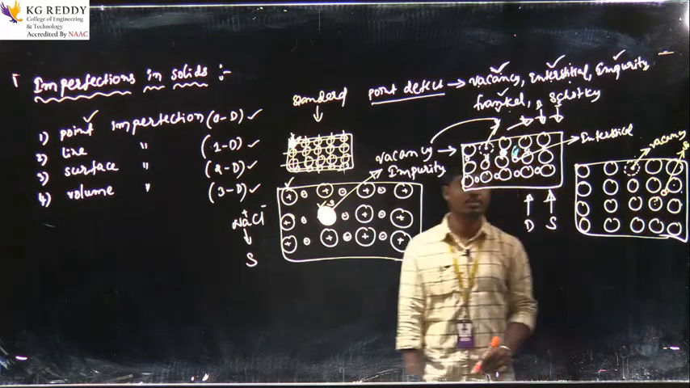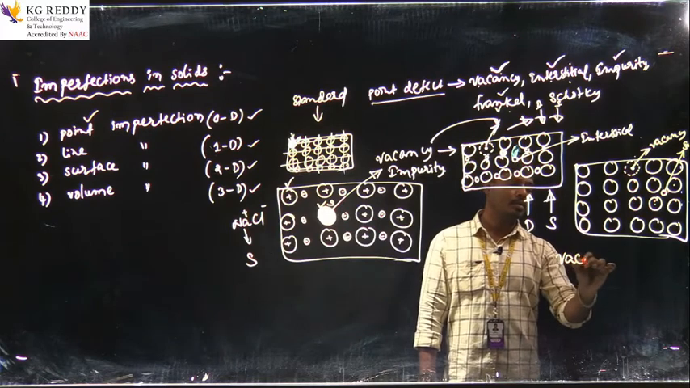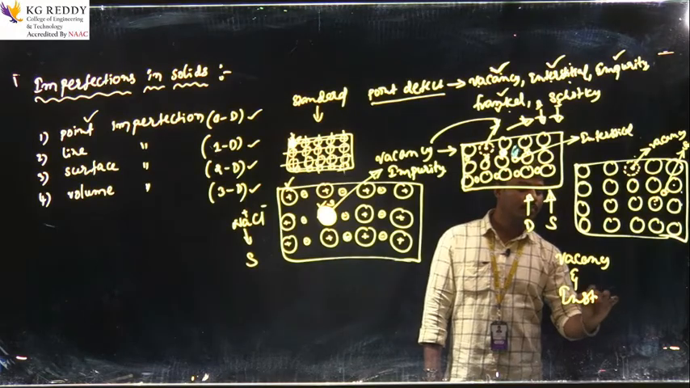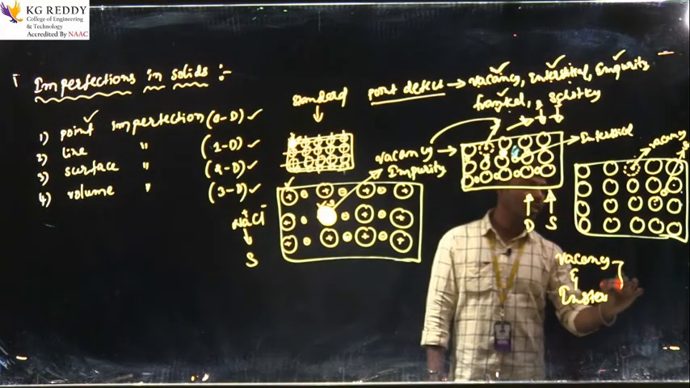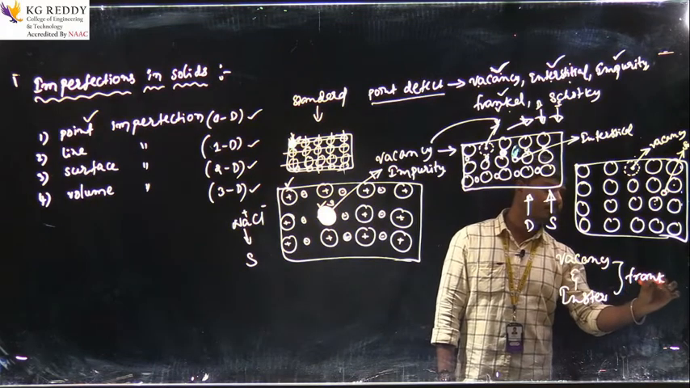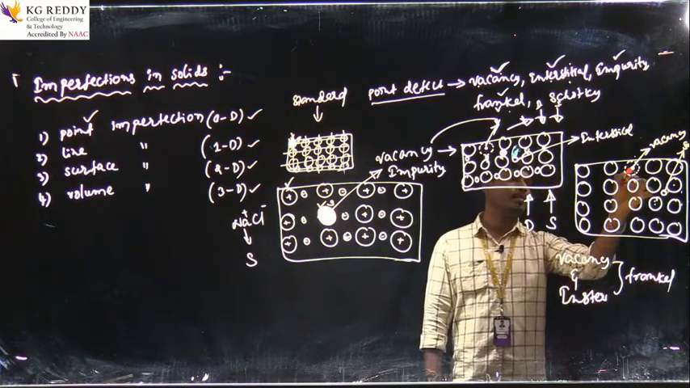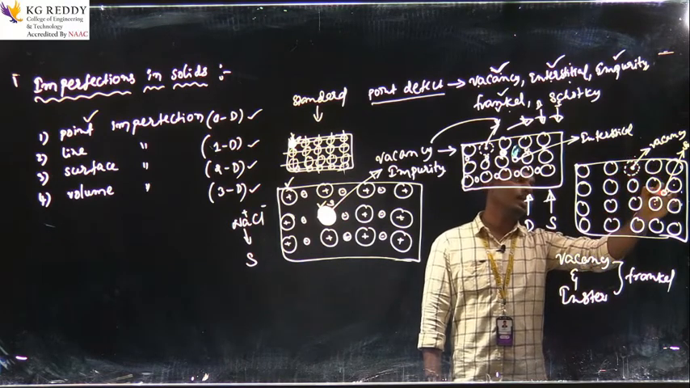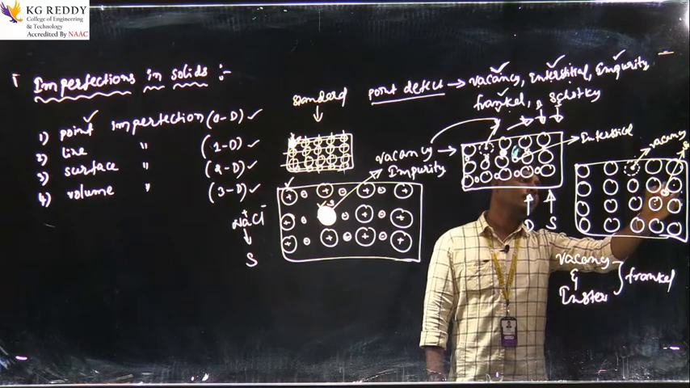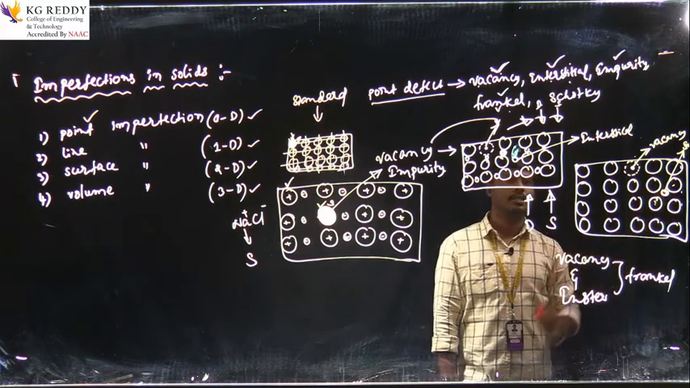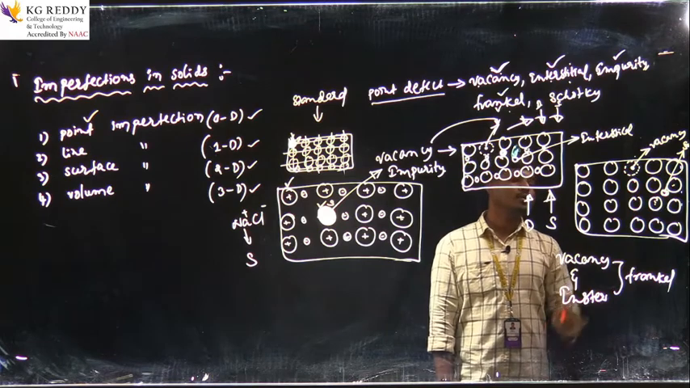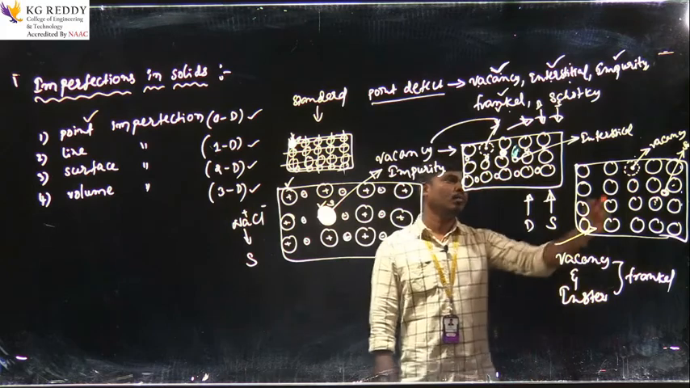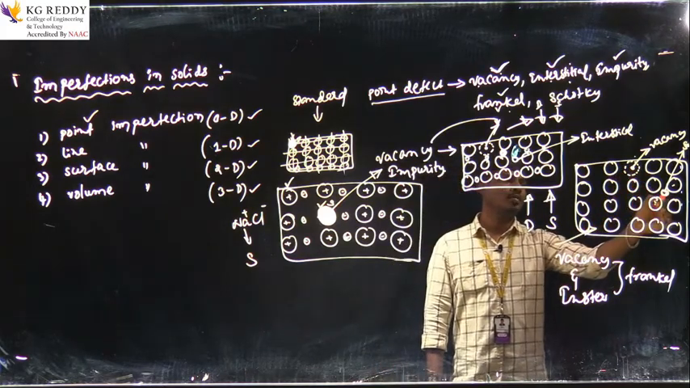Otherwise, we can say it is the vacancy and interstitial combination, so we can call it the Frenkel defect. There will be one empty site, and the same atom is going to come and occupy the space between these two atoms, that is the interstitial space. See here, one atom is missing and here one atom is occupying.